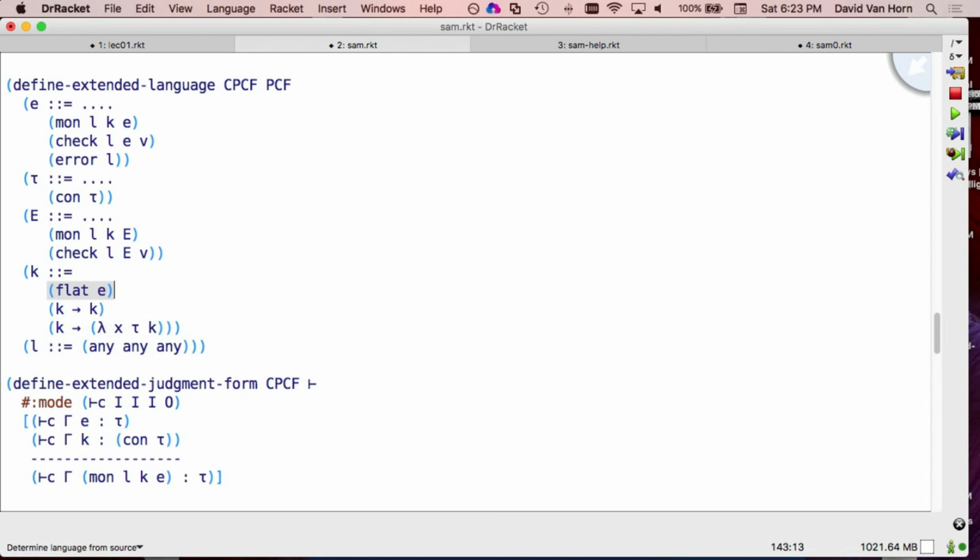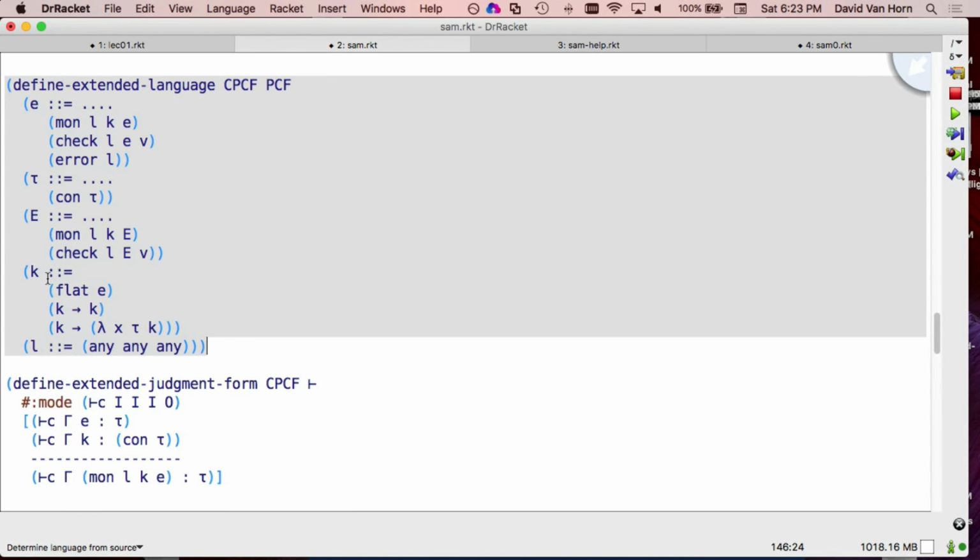Here is what contracts are. They're either flat of some expression, function contracts, or dependent function contracts. I made some slight changes. I got tired of seeing all of those labels, so I just made them a single three-part thing here. Sam never said what a label was, so I'm assuming it could be anything. Sam also used the meta variable k to range over both labels and contracts. I don't know if anyone caught that, but that was super confusing.